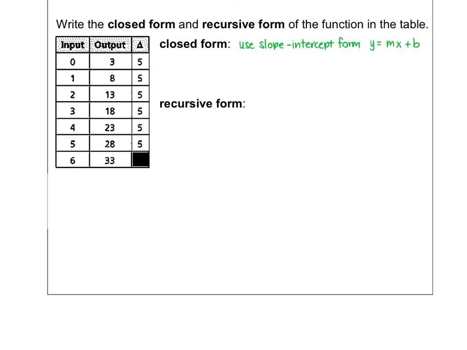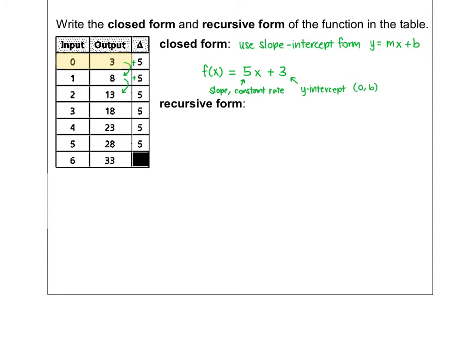Instead of y, we want to use the function notation f of x or f of n, depending on what variable you use for your inputs. You could either use x or n. f of x equals 5 times x plus 3. 5 because that is our rate of change or constant slope each time, and 3 because our y-intercept is at (0, 3) given in the table.